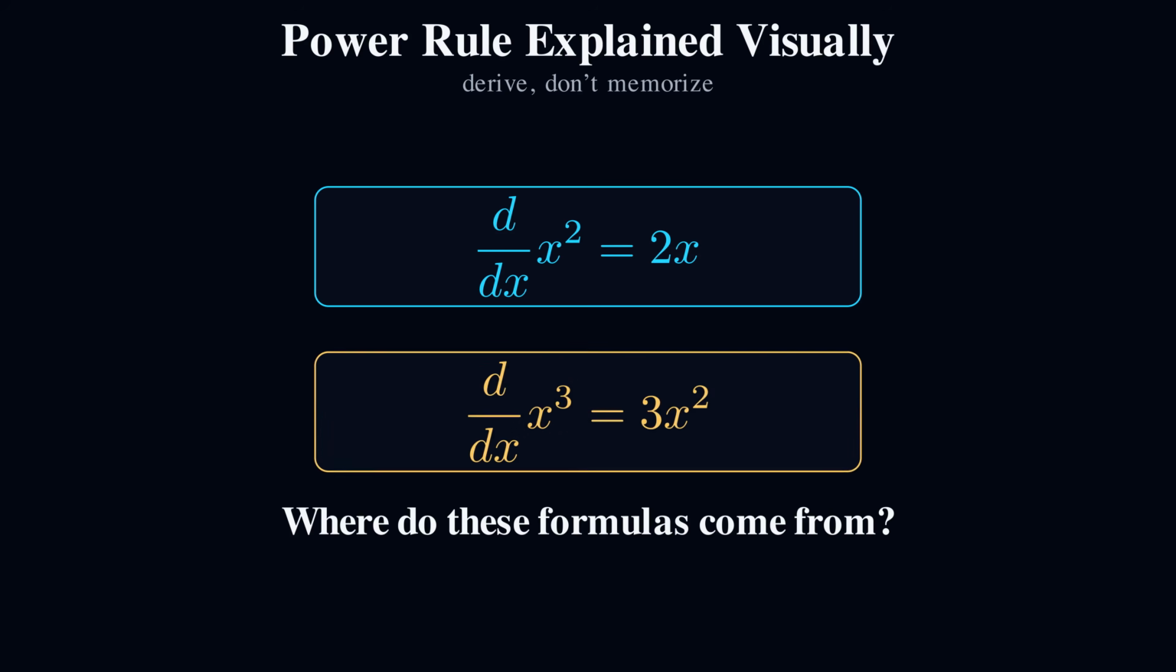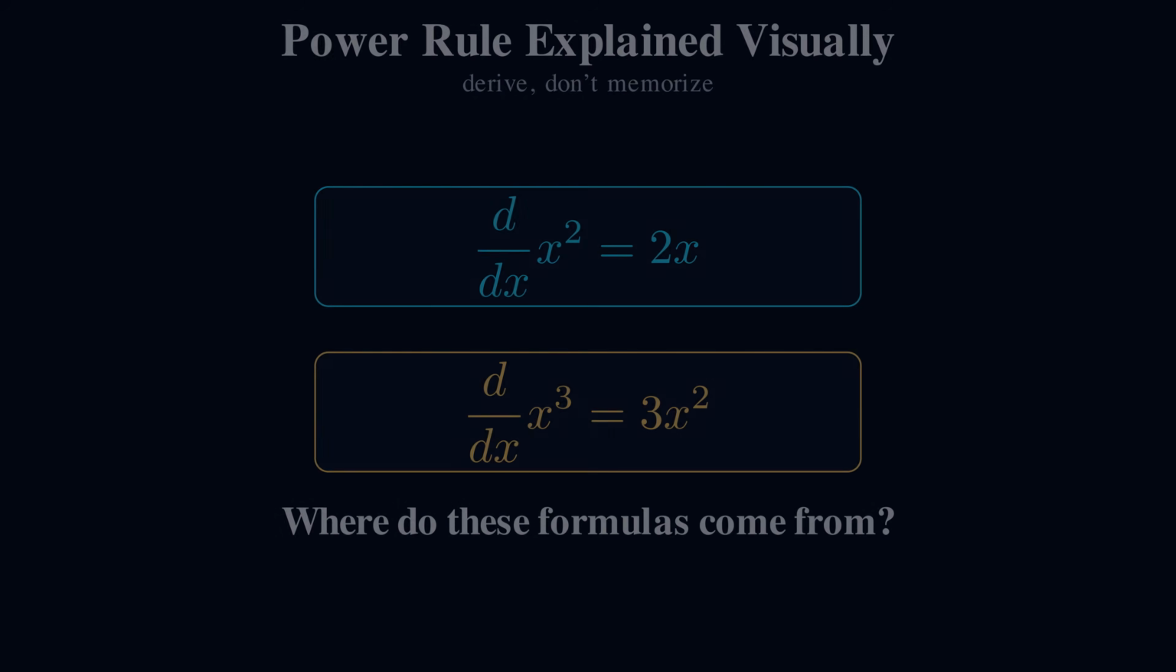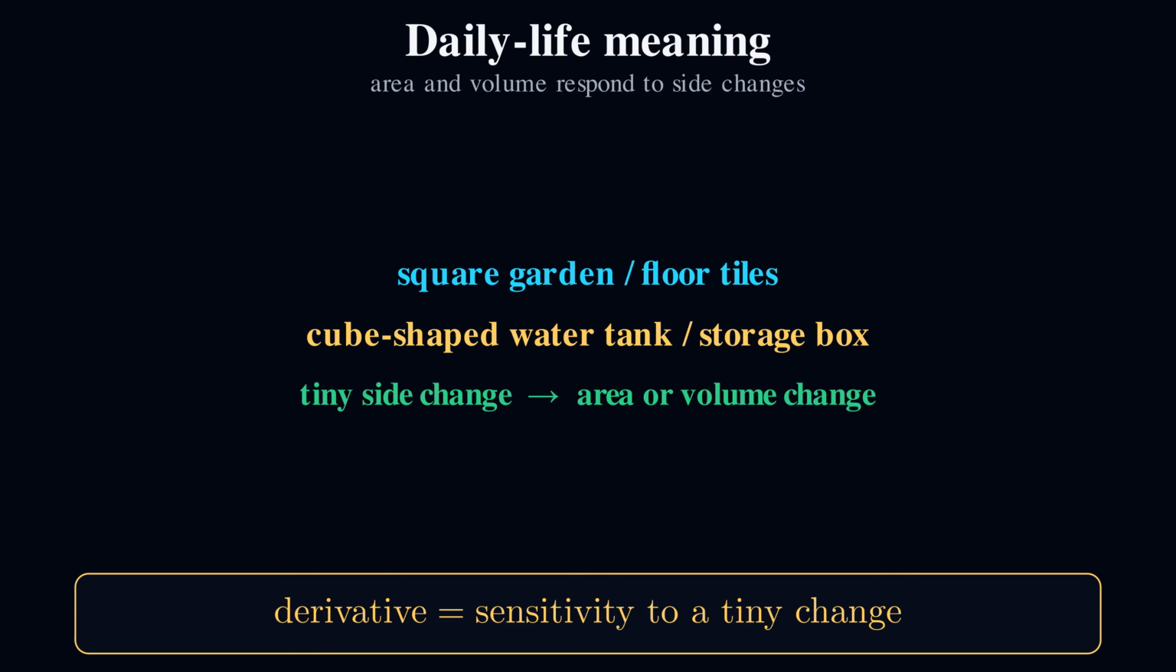Derivative rules should not be memorized blindly. In this chapter, we will derive why x squared becomes 2x and why x cubed becomes 3x squared by watching exactly how area and volume increase. Think of floor tiles, a square garden, a storage box, or a water tank. If the side length changes slightly, the area or volume changes. The derivative tells us how much area or volume changes for a tiny change in side length.